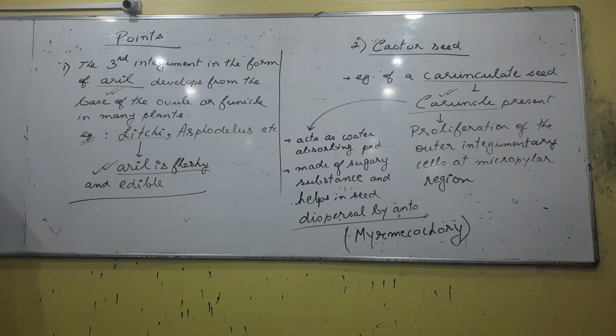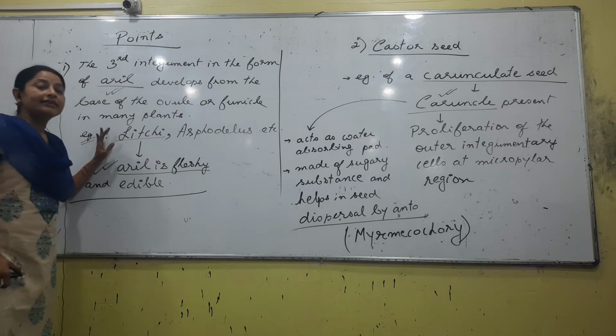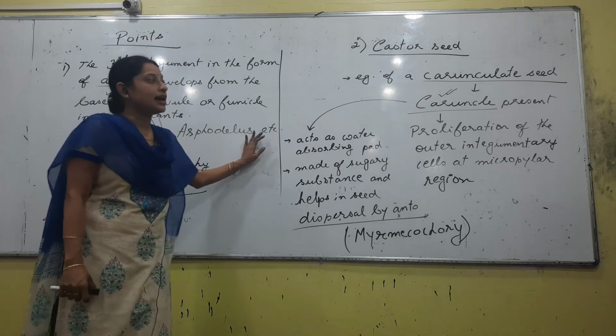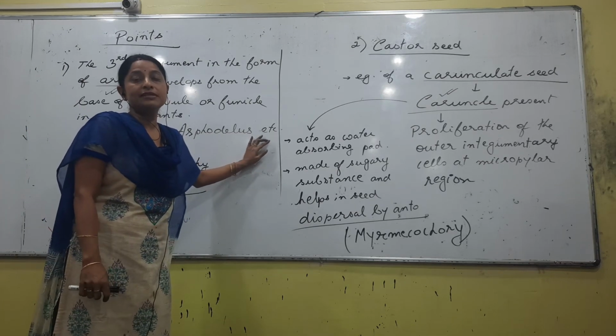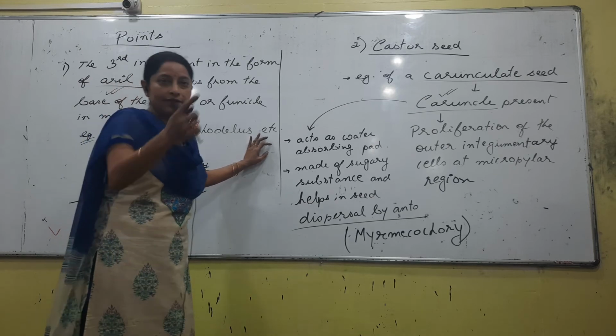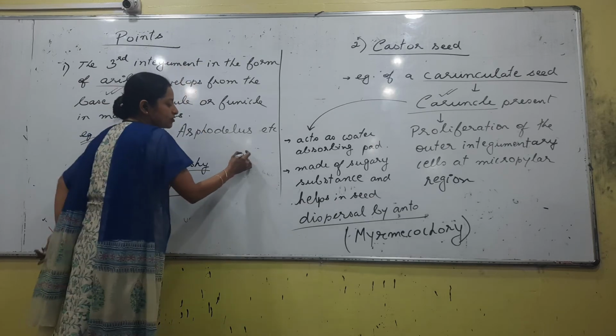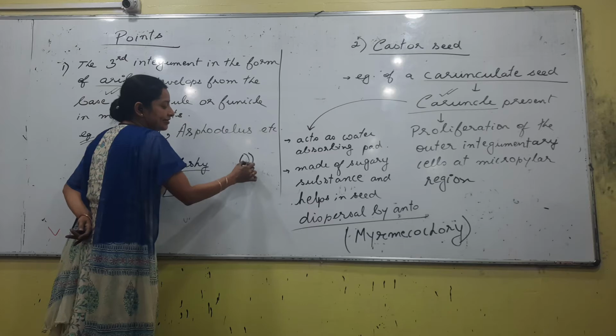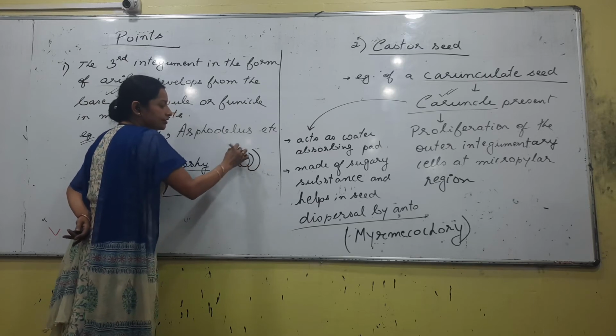Since we are talking about ovule, we are talking about the seed. So, we have structures called as aril, we have another structure that is called as Caruncle. What is Caruncle? The Caruncle is nothing but a proliferation of the outer integuments. Proliferation means outgrowth. You have the outer integument. For example, if you are talking about an ovule like this is the inner and this is the outer.